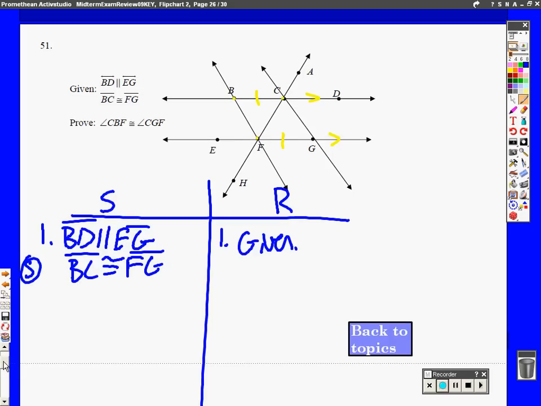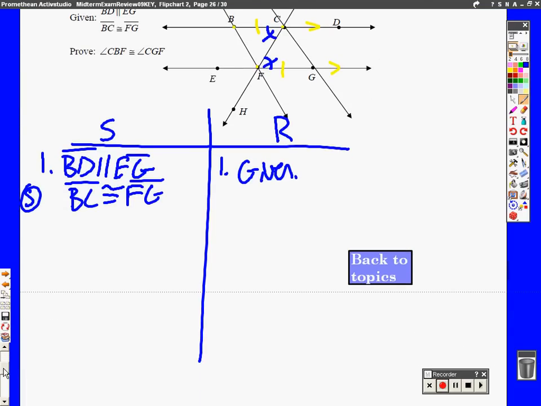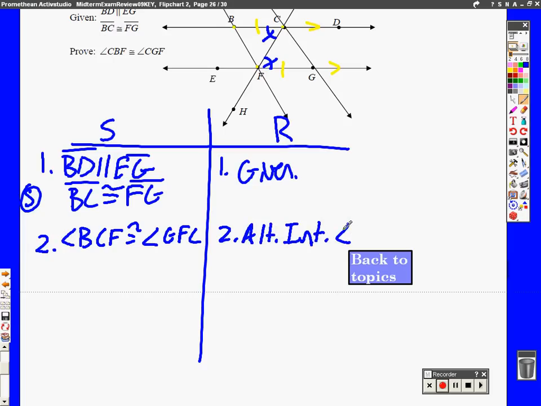So looking at this diagram, if I know that these lines are parallel, I know that this angle is congruent to this angle because they are alternate interior angles. So I'm going to write that down. Number 2, angle BCF is congruent to angle GFC because alternate interior angles are congruent.